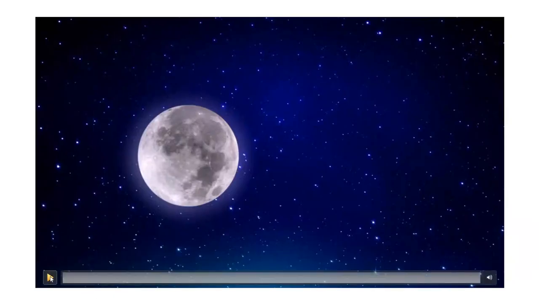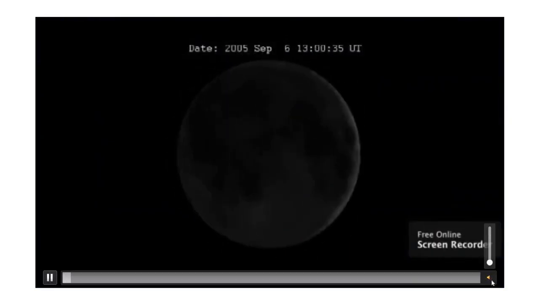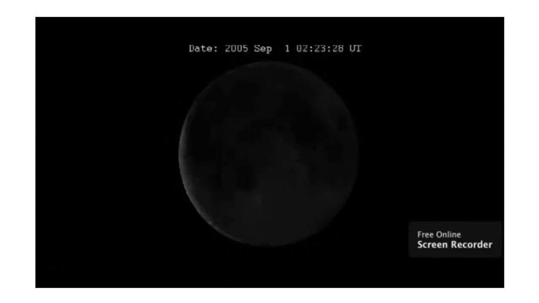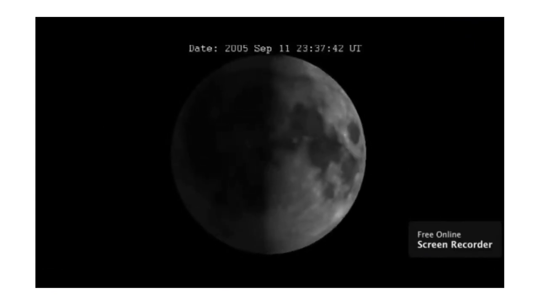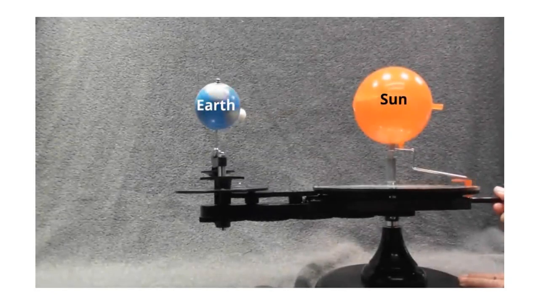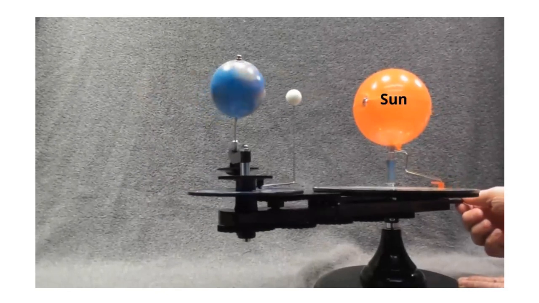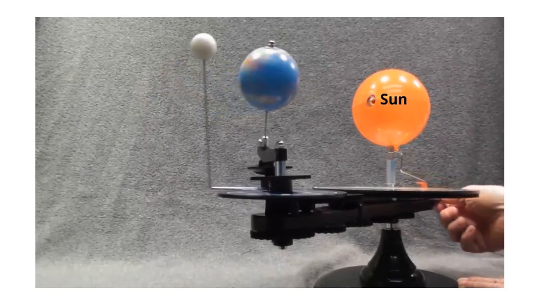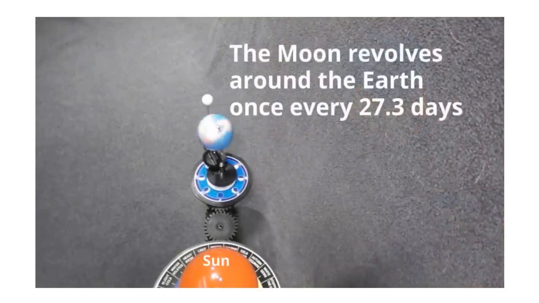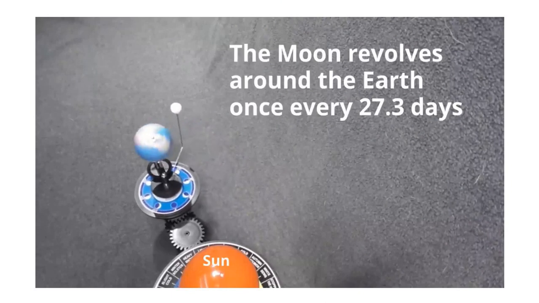See this video. As it revolves, see this? This is Earth. Moon is revolving round the Earth and Earth is revolving round the Sun. Not only that, Earth is rotating on its own axis.